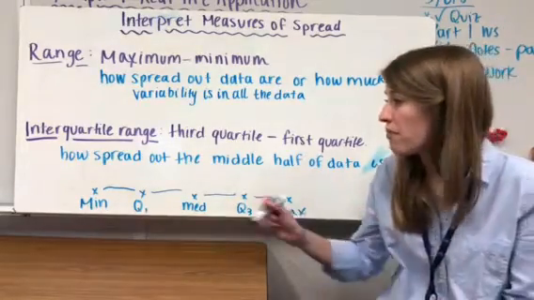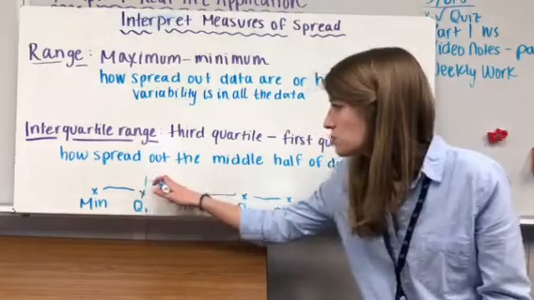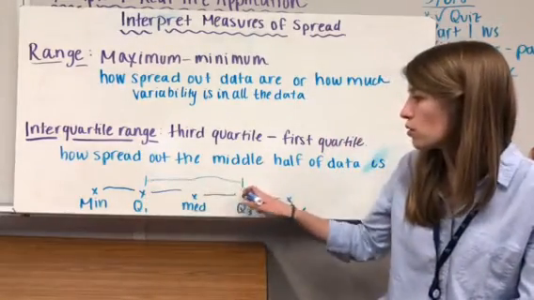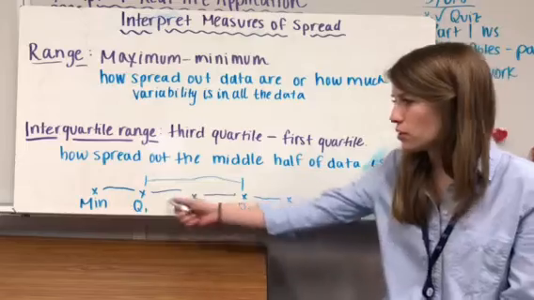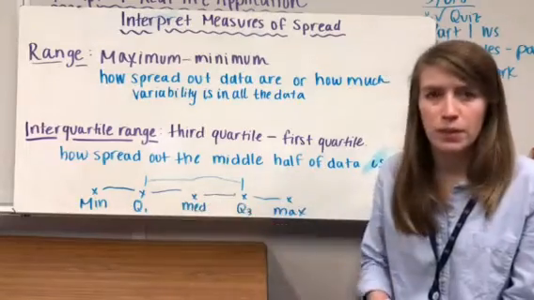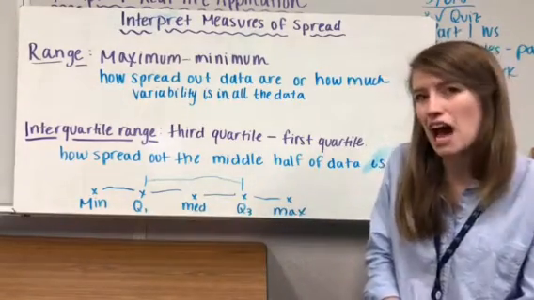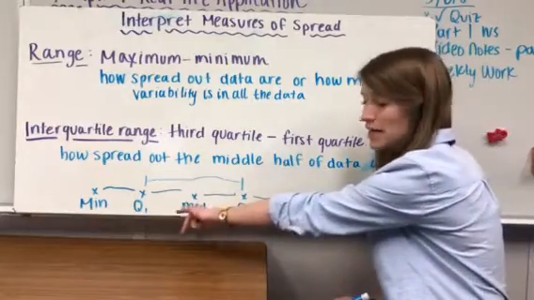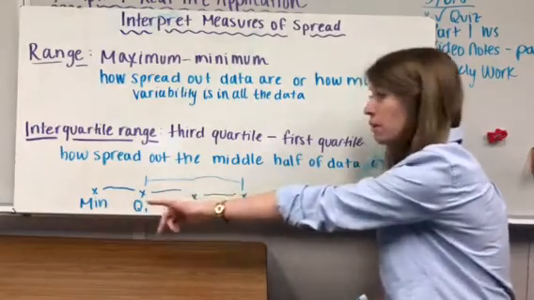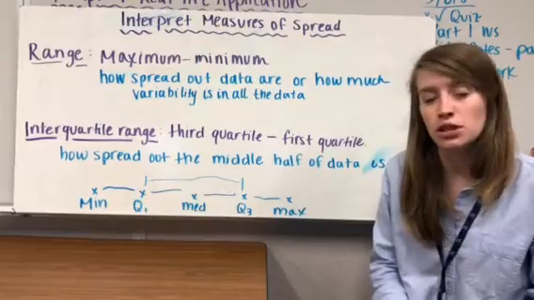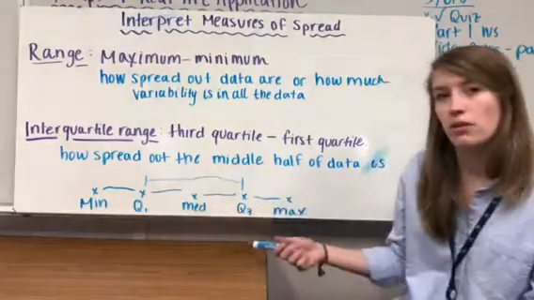If we're looking at that, then how much data is in between our quartile 1 and our quartile 3? Well, if there's a quarter here and a quarter here, that's 2 quarters, which is a half. So half of my data, actually the middle half of my data, is in between quartile 1 and quartile 3.